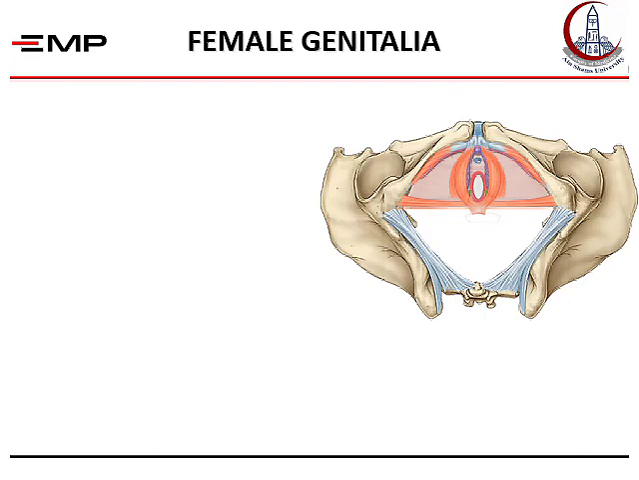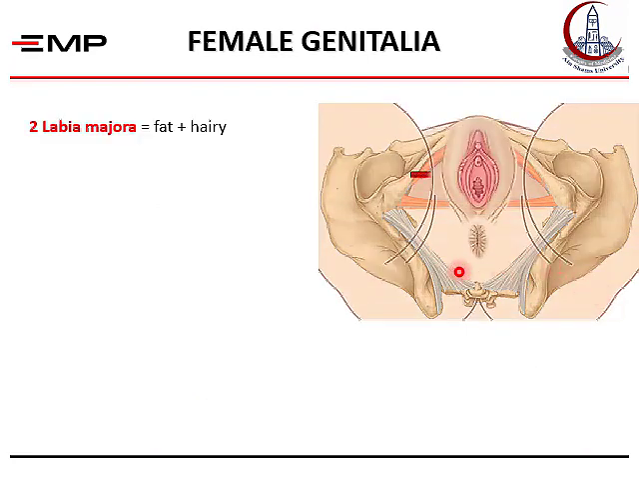Now we will give a summary about the female external genital organ, or the vulva. It's made of 2 labia majora, which are made by fat covered by hairy skin, and they unite anteriorly together to form the mons pubis, which has pubic hair.